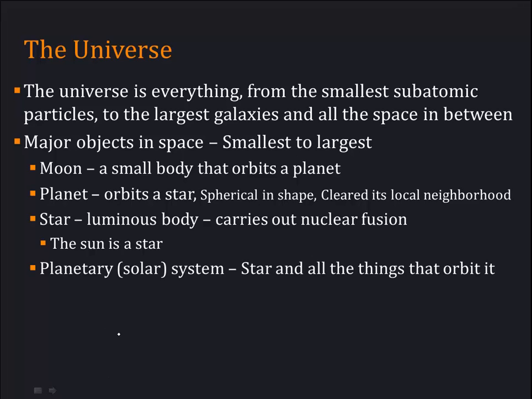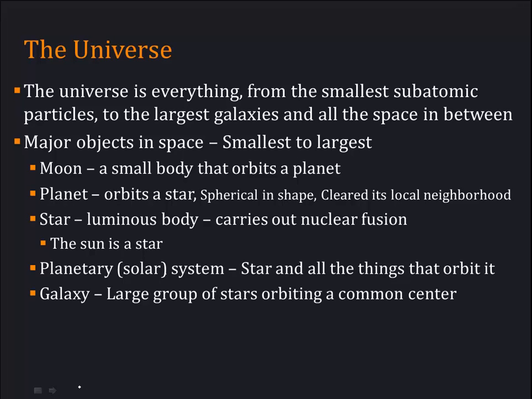Then above that we have solar systems or planetary systems, and this is all the stuff that orbits a star. So our solar system has 8 planets plus Pluto plus asteroids plus comets, so all kinds of things that orbit the sun. That's what makes up the solar system. A galaxy is hundreds of thousands of millions of stars, so lots and lots of stars that all have a common center. They're all orbiting around a common thing in the middle.